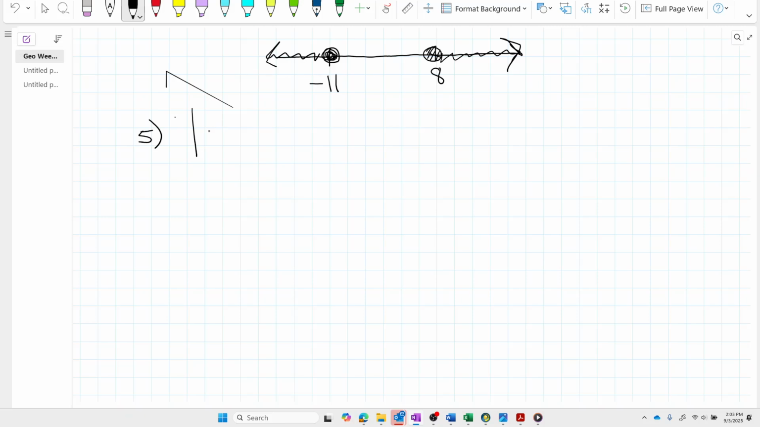Absolute value of 2x plus 10 less than or equal to 26. Again, the absolute value symbol is already over here by itself. So we're going to write two equations. 2x plus 10 is less than or equal to 26. 2x plus 10 greater than or equal to negative 26. And just solve them both.